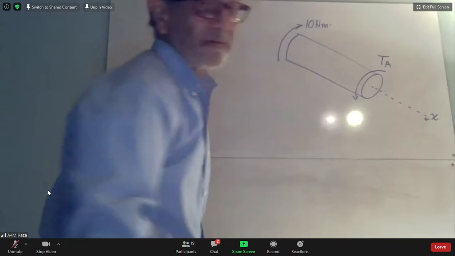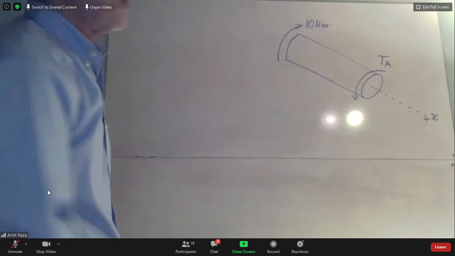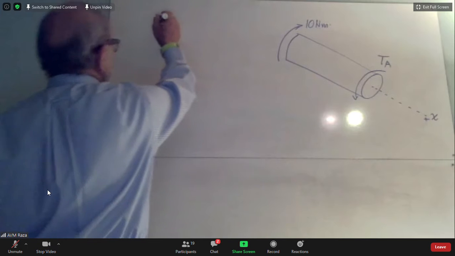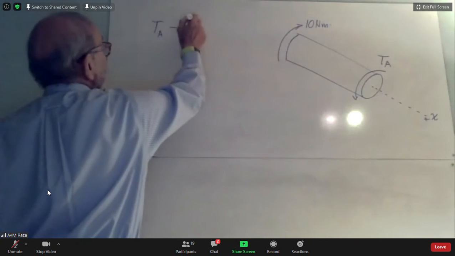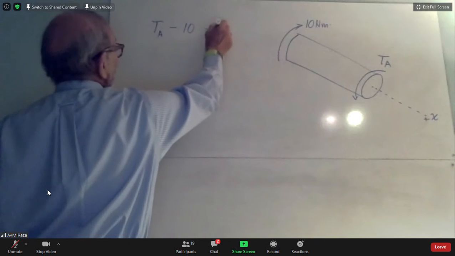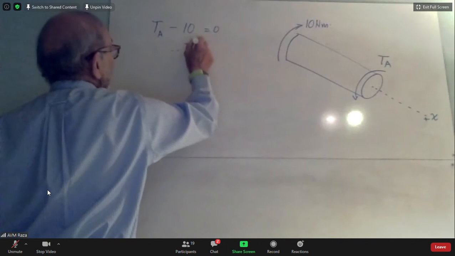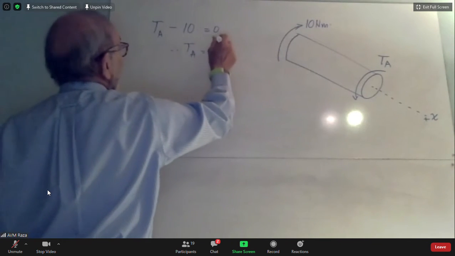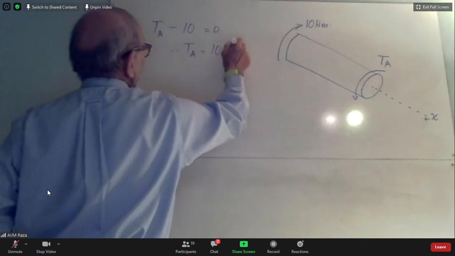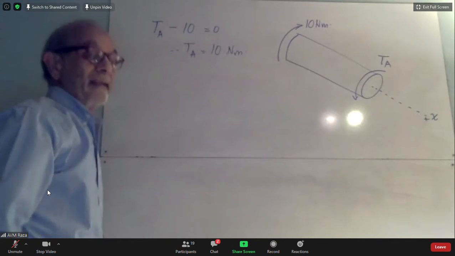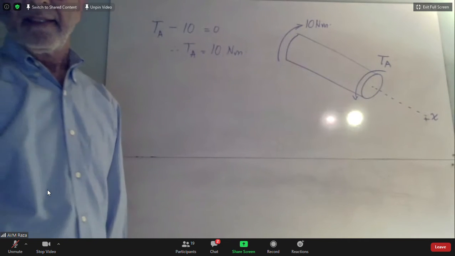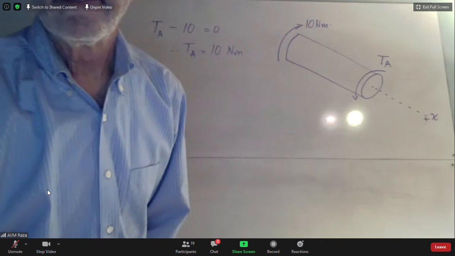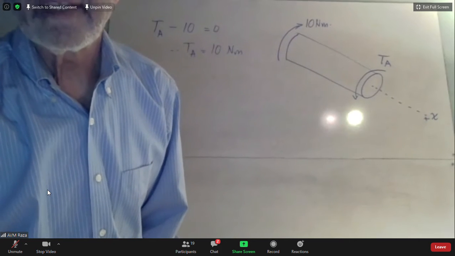In other words, when I write the equation of equilibrium for these two torques, it will be like this. TA is the positive one, minus 10 equals 0. Therefore, TA is equal to 10 Newton meters. That's the answer for TA. Everybody good? Any questions, anybody?